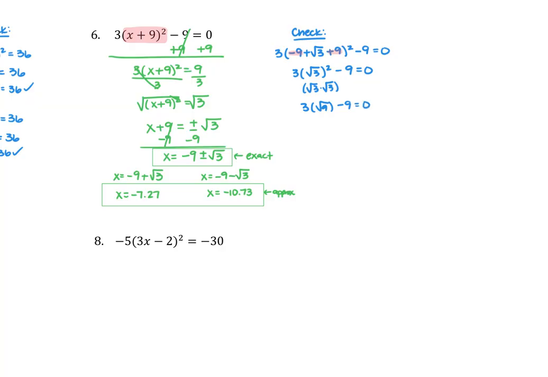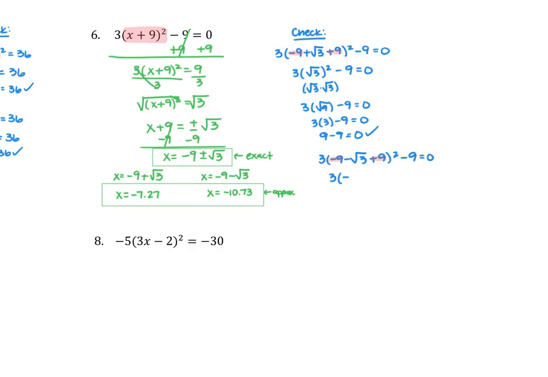Square root of 9 is equivalent to 3, and 3 times 3 is 9. So that worked. To check the other one, I would have 3, negative 9 minus the square root of 3, plus 9 squared, minus 9. Again, if I simplify, negative 9 and positive 9 will cancel out.